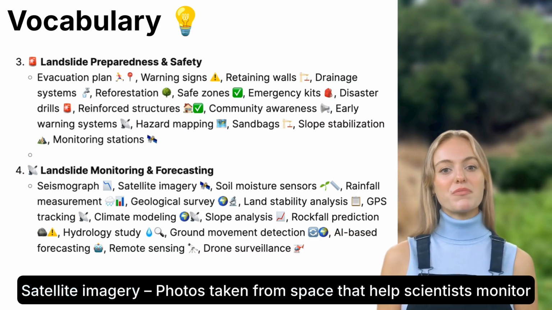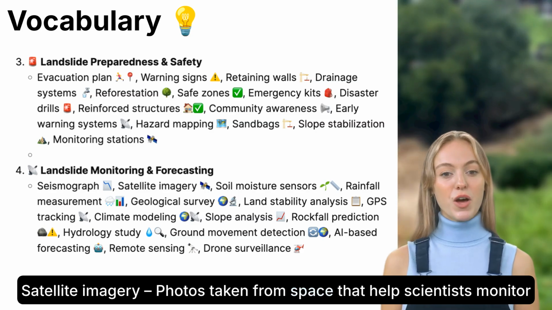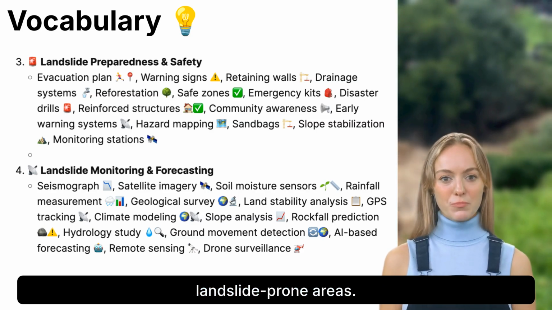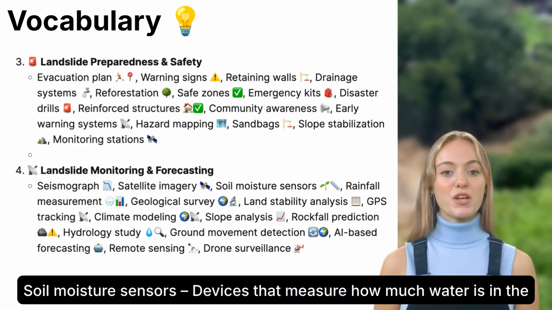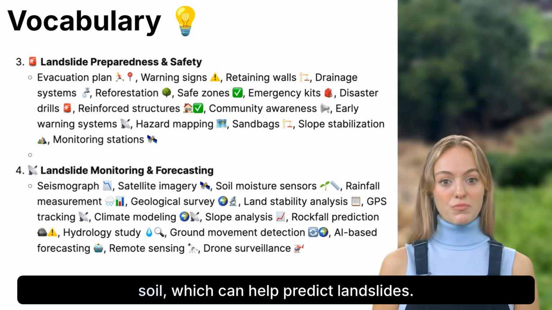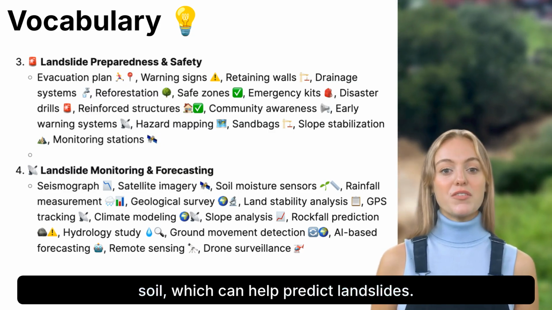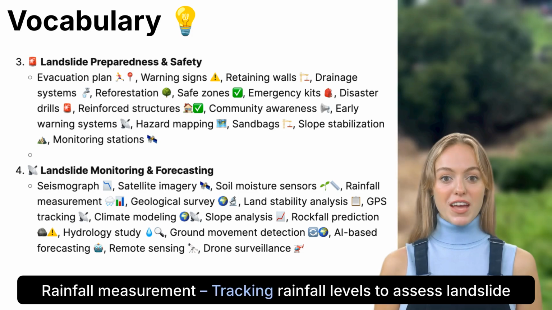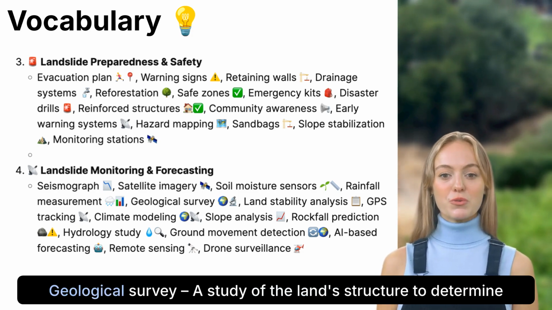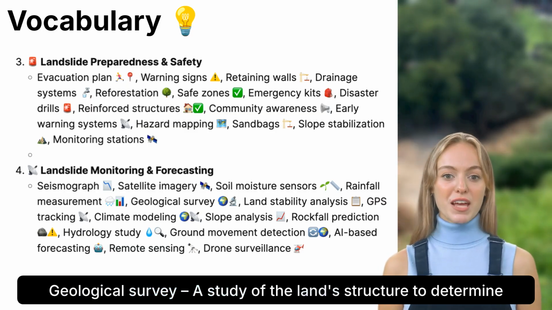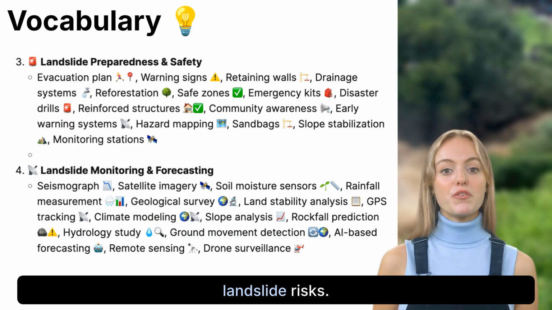Satellite imagery. Photos taken from space that help scientists monitor landslide-prone areas. Soil moisture sensors. Devices that measure how much water is in the soil, which can help predict landslides. Rainfall measurement. Tracking rainfall levels to assess landslide risks. Geological survey. A study of the land structure to determine landslide risks.